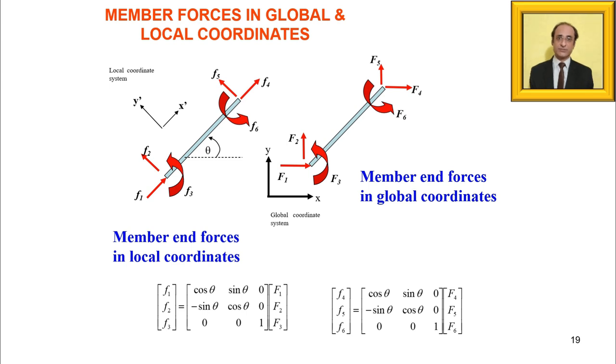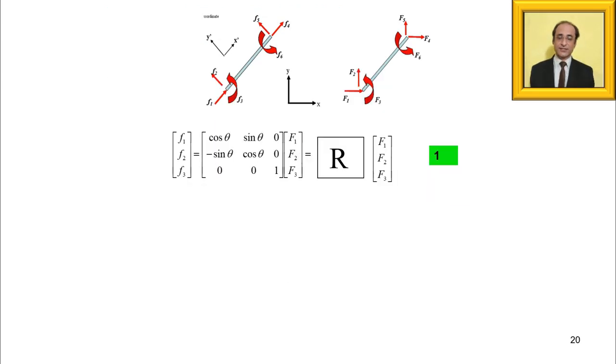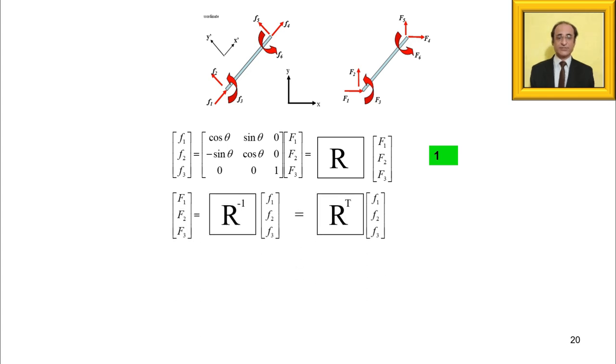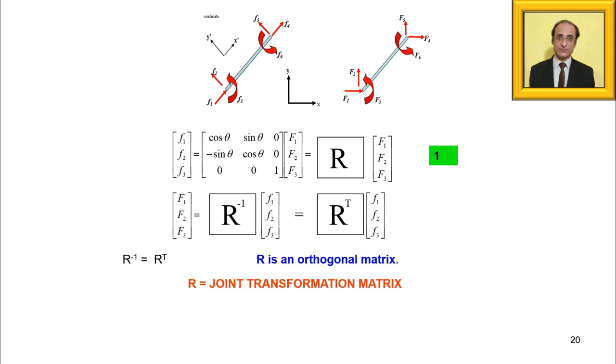So we have written these two equations, and now if we combine them we get a 6 by 6 matrix. We use the symbol R for this matrix. The property of R is that it is an orthogonal matrix, so if you try to find the inverse of the matrix, the inverse will simply be the transpose. That is the orthogonality property of this matrix. We started with global to local, but we can very easily go from local to global also. When we are doing the transformation we have to go local to global, because locals are different for different members.